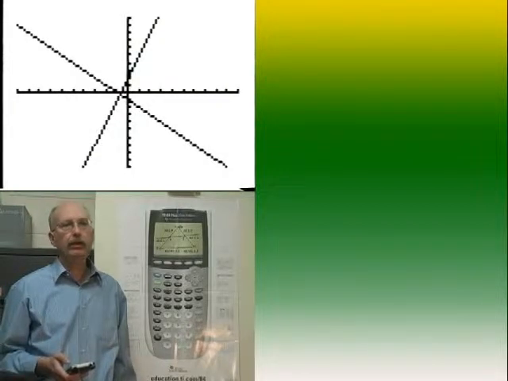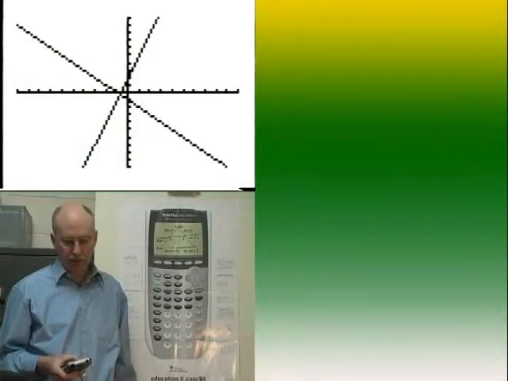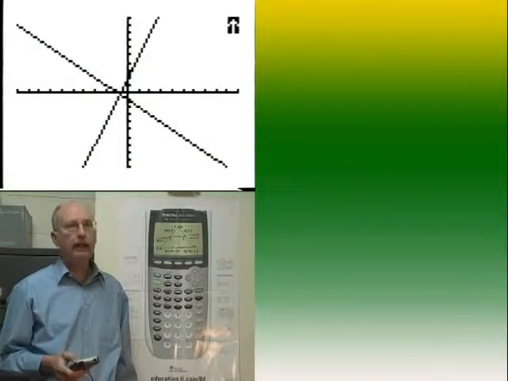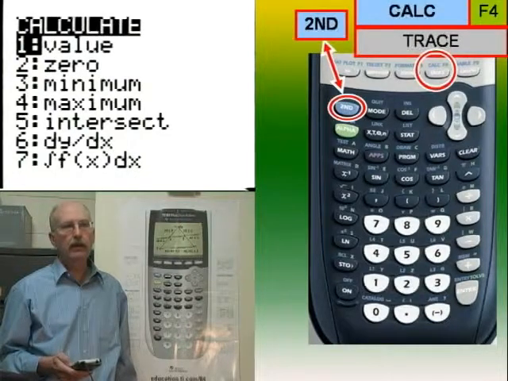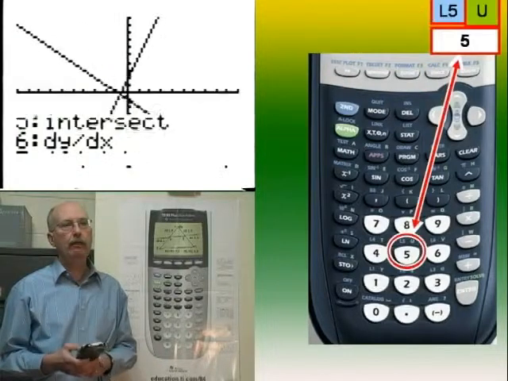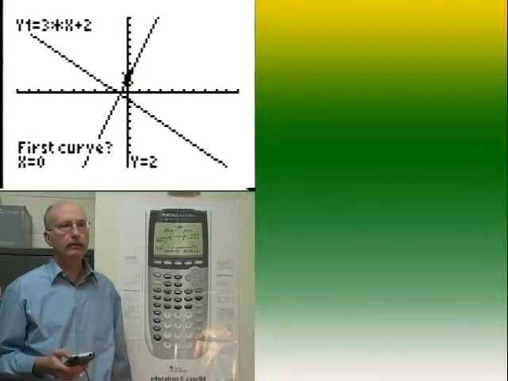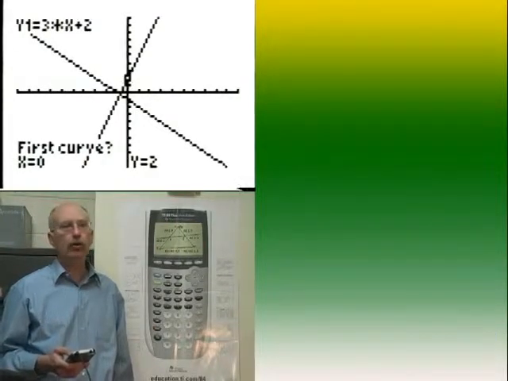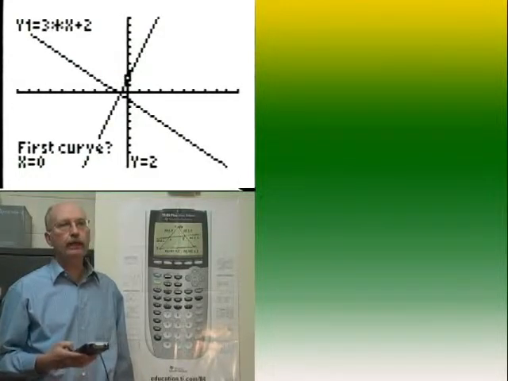Suppose we wanted to find out where those two lines intersected. Well, we can do that using one of the special functions under that calculation key. We're going to hit second and then calc, and we want to find the point where they intersect. Notice that's option 5 down on the screen. Rather than scrolling down to option 5, we can actually hit the button 5 and we'll jump right to the intersection screen. And notice that we're being asked a question. It's asking, are we on the first curve? And the answer to that is, yes we are, so we'll hit enter.